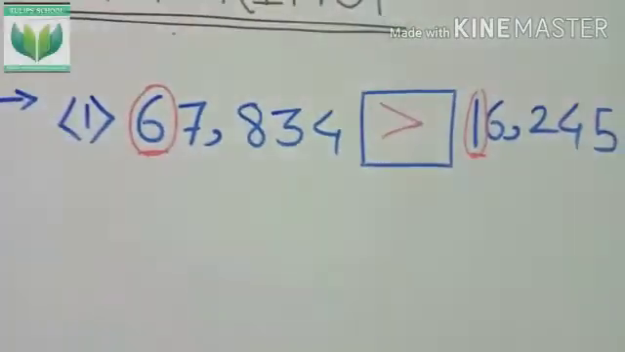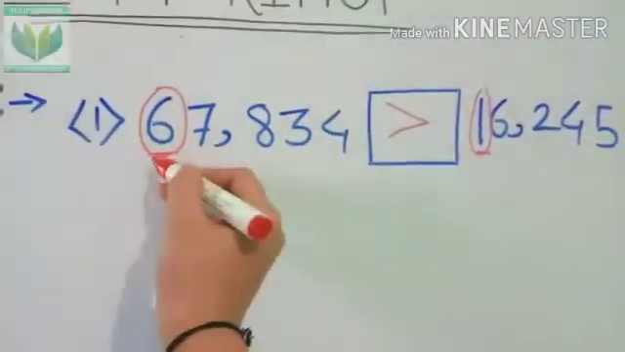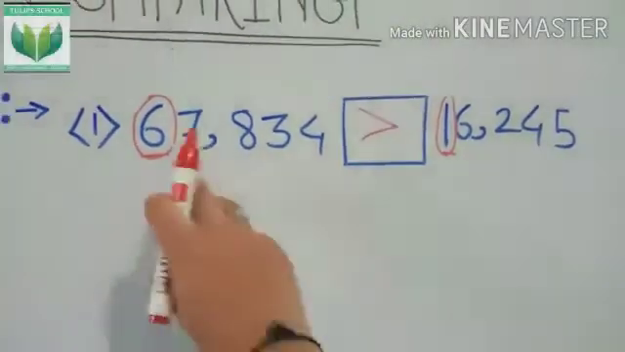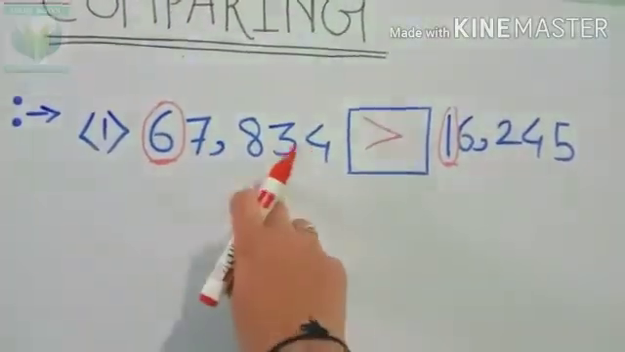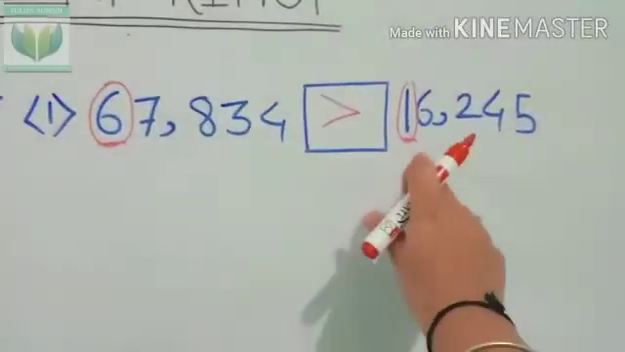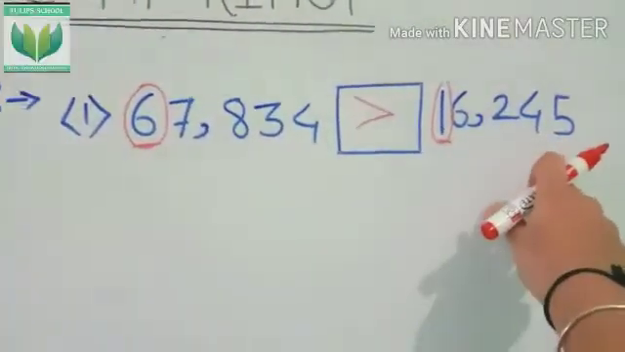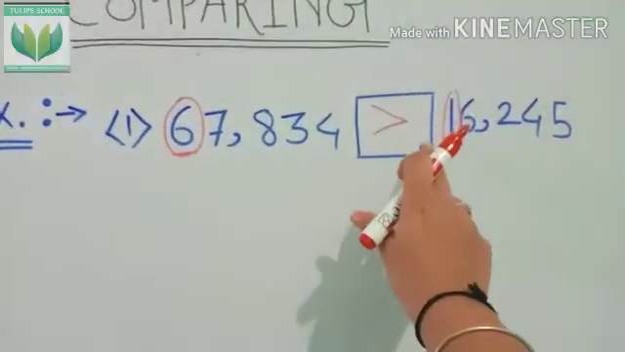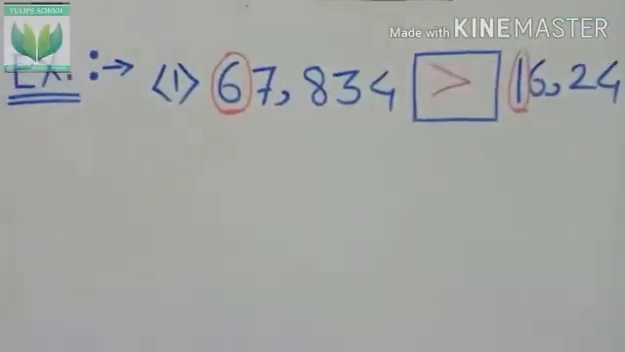You have to draw the sign like this: the two legs toward the greater number and the point toward the smaller number. So 67,834 is greater than 16,245. This is the comparing of two 5-digit numbers. Now let's see the second example.